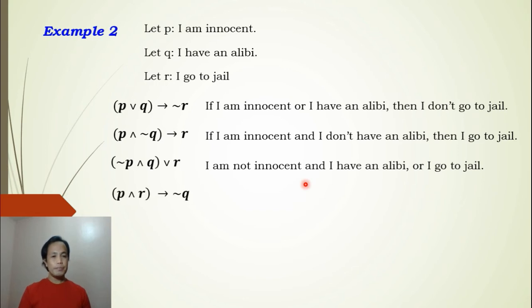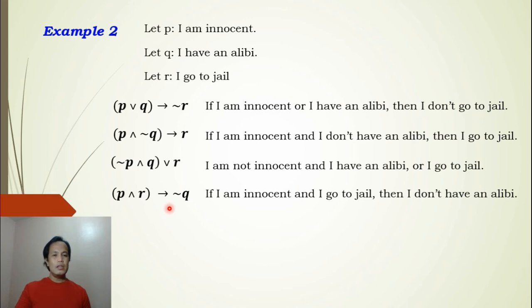Next example. P and R implies not Q. This time our Q is negated. So when we translate this one into a logical statement, since this is an implication, we will have: if I am innocent, which is our P, and, because of this symbol, I go to jail, which is our R, then, comma, I don't have an alibi, because Q is negated. So the complete translation would be, if I am innocent and I go to jail, then I don't have an alibi.